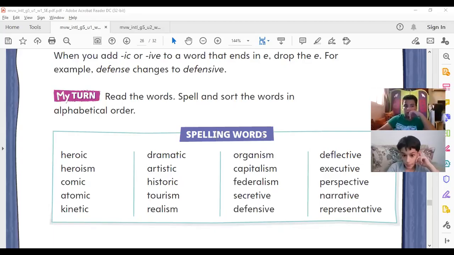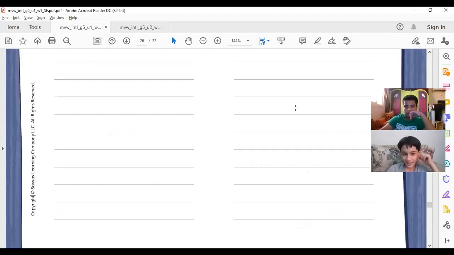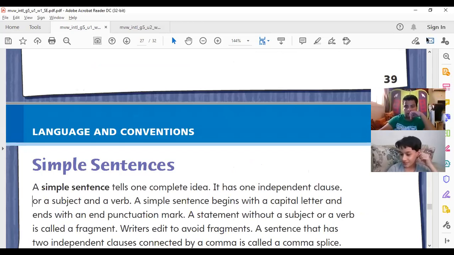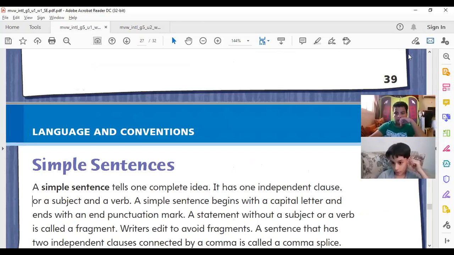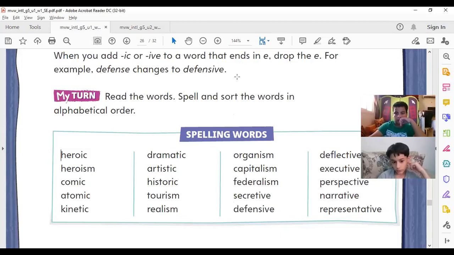Welcome back, guys, to complete our spelling words on page 39 on my view book. Yes, I guess it was 39. Yeah, it was 39 on my view book for grade 5. Okay, so whose turn is it? Let's go for Ibrahim Omar.